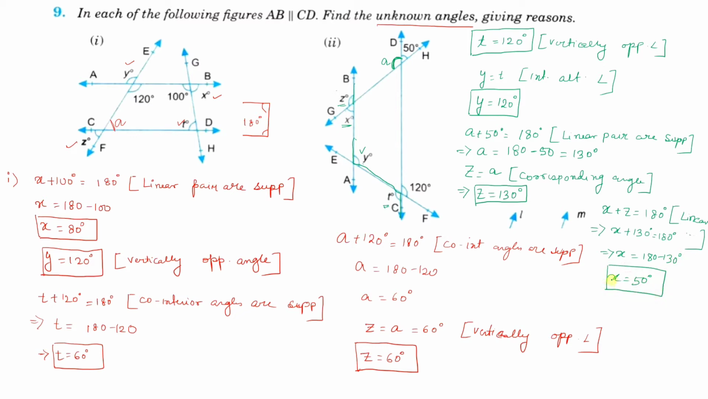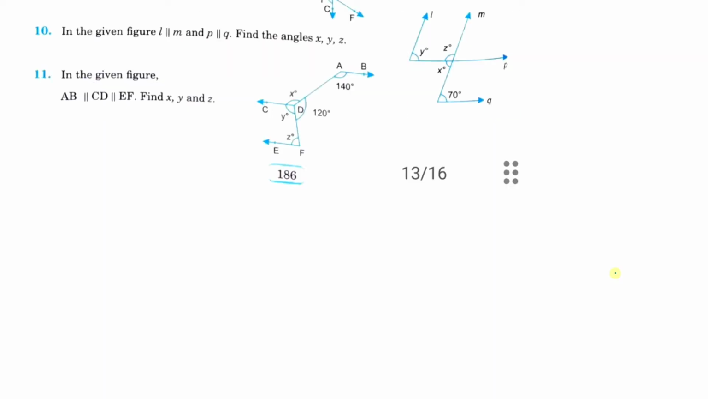So basically these are the lengthiest sums of this exercise. So you have to practice all these very nicely. Moving to next slide, number 10. In the given figure, L is parallel to M and P is parallel to Q. Find the value of x, y, z. So you have to find the value of x, y, z.